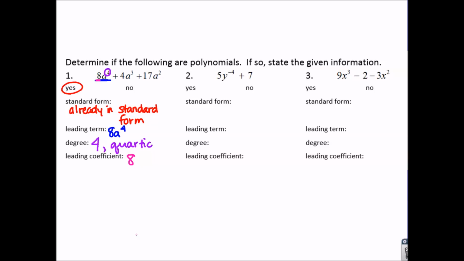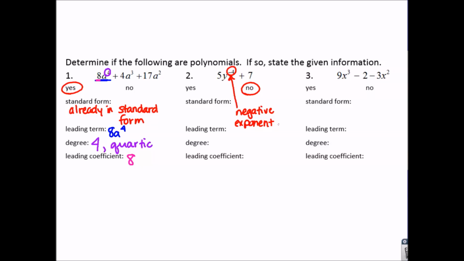Let's take a look at the next example. We have 5y to the negative fourth plus 7. This is not a polynomial because there is a negative exponent. So that means we can't answer any of these other questions because this is not a polynomial.